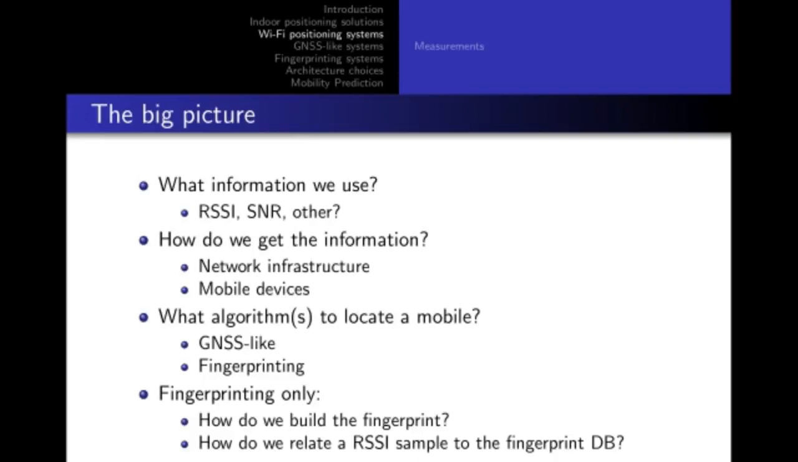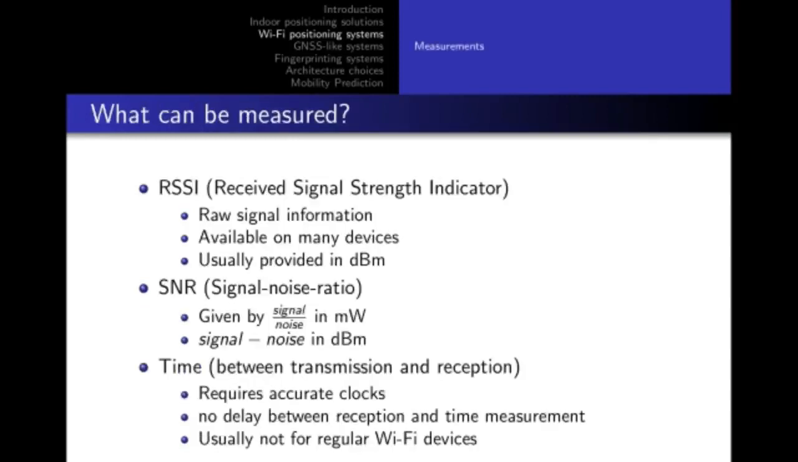Then you have to think about the algorithms you want to use to locate the device. It might be a GNSS-like algorithm or a fingerprinting algorithm. We'll see later what it is. And for the fingerprinting algorithms, you have to wonder how to build the fingerprints and how to relate an RSSI sample to the fingerprint database.